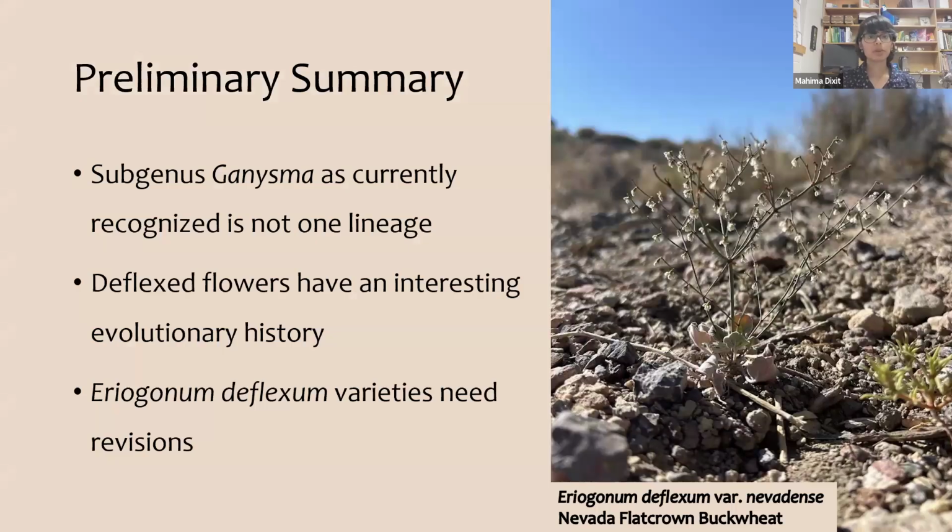So to give us a bit of a summary of everything that we just saw, just to confirm, we saw that subgenus Ganysma, as it is currently circumscribed, is not one lineage. And the implication of this is that I included in my sequencing the species Eriogonum angulosum, which is the type for subgenus Ganysma. So depending on where that falls in the tree, that group will get to keep the name subgenus Ganysma, and then we'll have to figure out names for the other group. Maybe I can do a poll with you guys to find another name. But I have to do some more work to see how that goes.